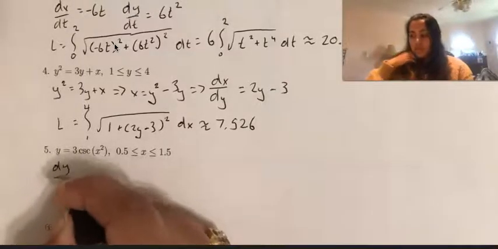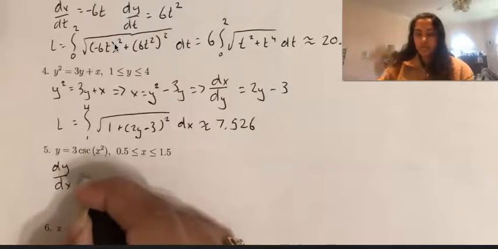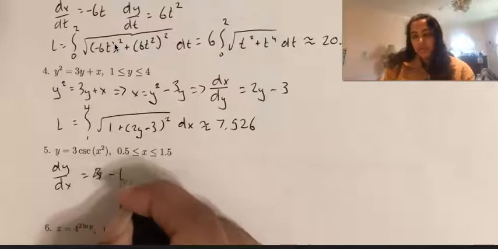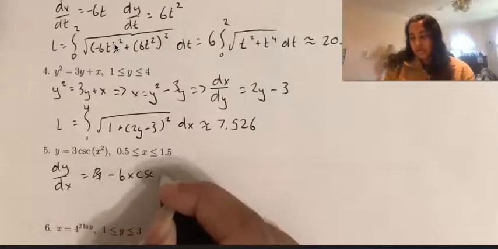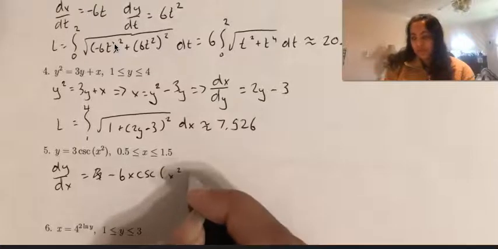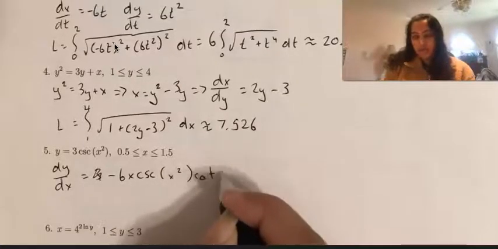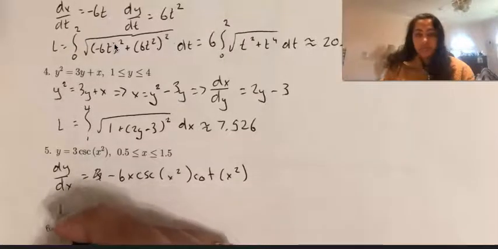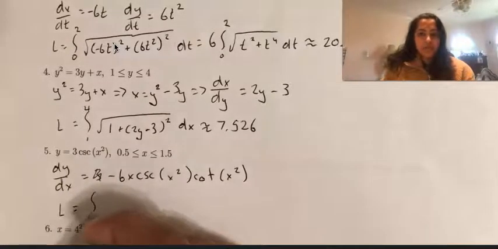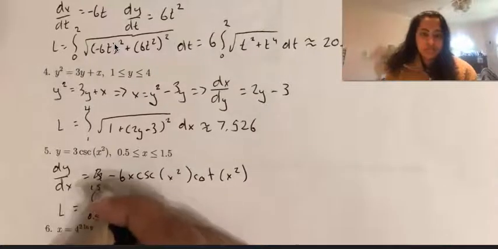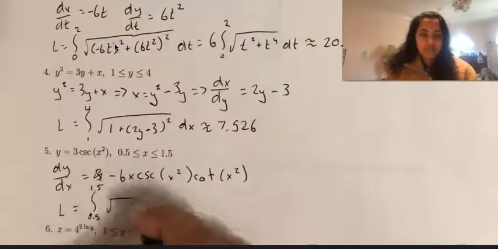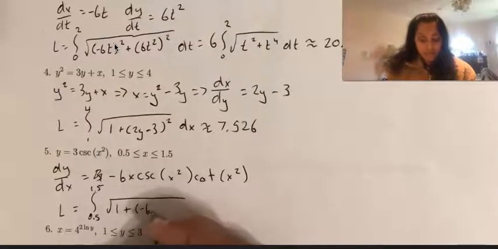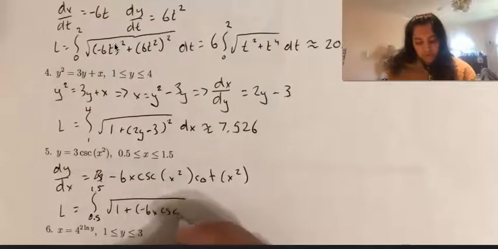So for this one, dy over dx is 3 times negative cosecant x squared times cotangent x squared times 2x, and 2x comes from the chain rule, and that first part with the cosecant and cotangent is like a formula you have to know. And then you plug that into the formula and you get around 10.144.